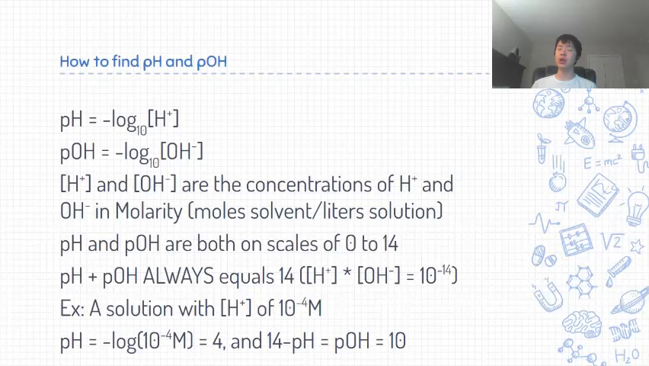So to find the pH, we take the negative log base 10 of that and find 4. So the pH is 4. And since we know 14 minus the pH is going to get us the pOH, we can find that the pOH in this situation would be 10.